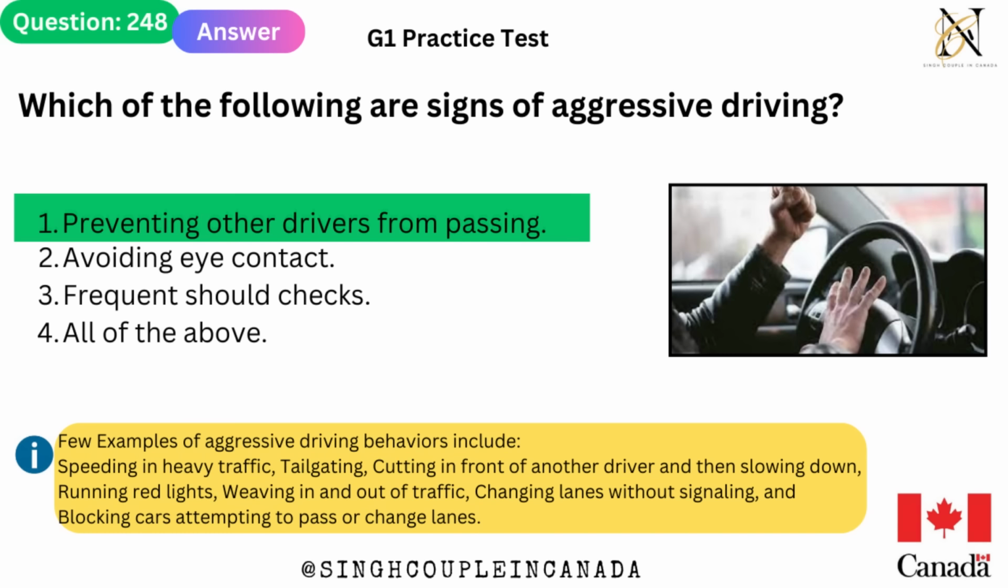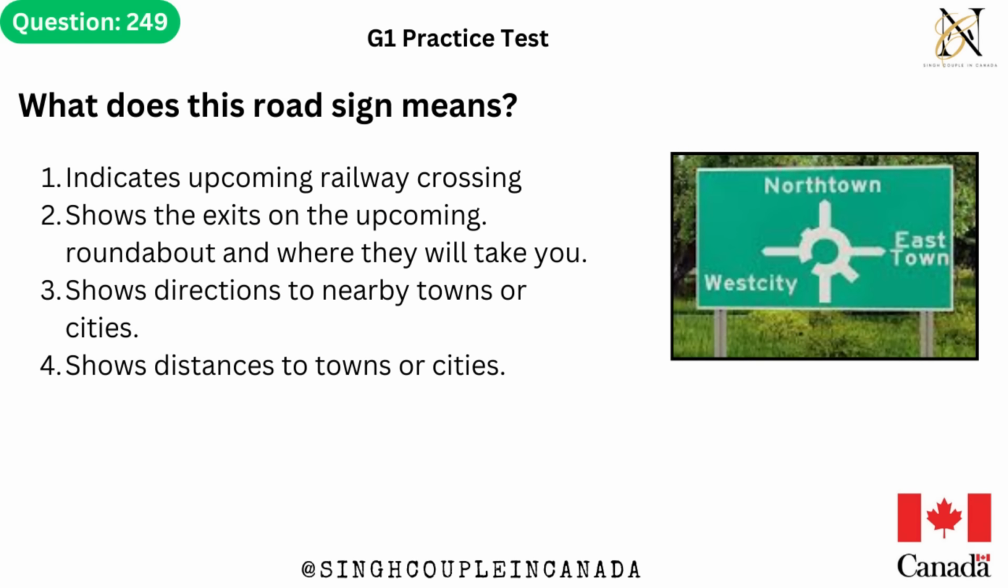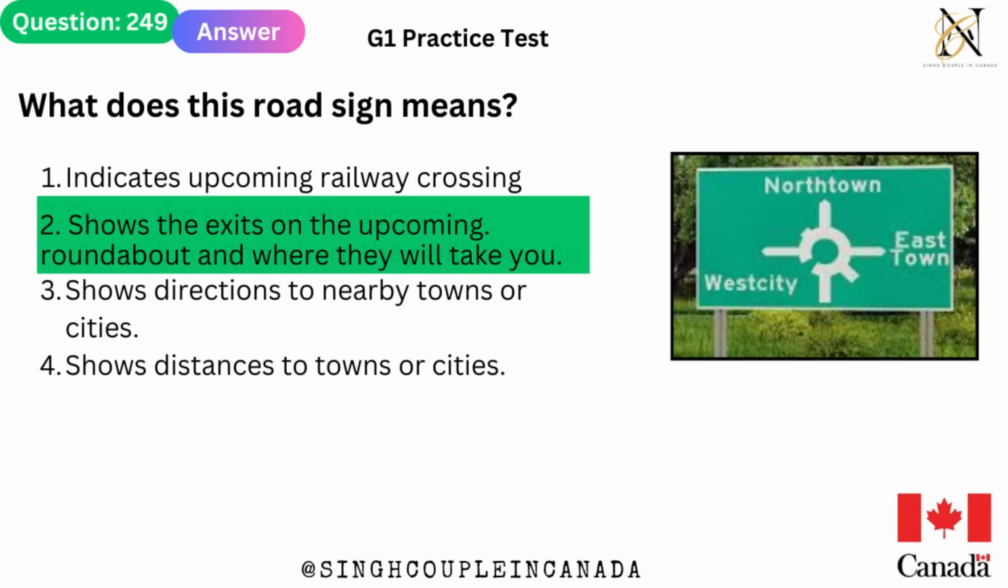What does this road sign mean? 1. Indicates upcoming railway crossing. 2. Shows the exits on the upcoming roundabout and where they will take you. 3. Shows directions to nearby towns or cities. 4. Shows distances to towns or cities. The answer is 2. Shows the exits on the upcoming roundabout and where they will take you.